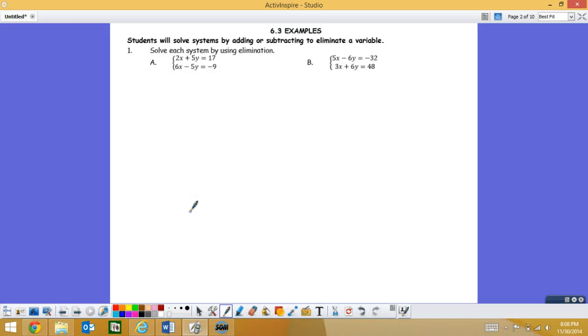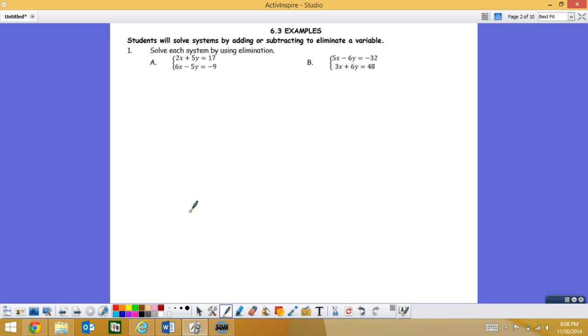So in these videos showing the process of elimination, we're going to start with the simpler ones first and work our way gradually to more complex systems. Now in both of these systems, in A and B, we're going to be able to eliminate a variable by simply adding the two equations together.